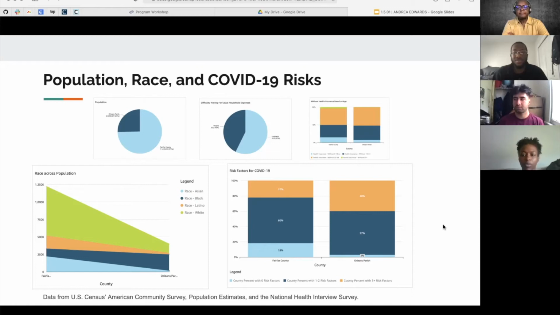A lot more people in Orleans Parish have three or more risk factors than in Fairfax County, which is shown in orange, while Fairfax County has a higher percentage of people with zero risk factors for COVID than Orleans Parish, which is shown in the light blue.